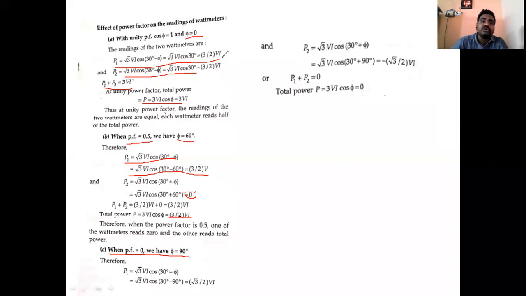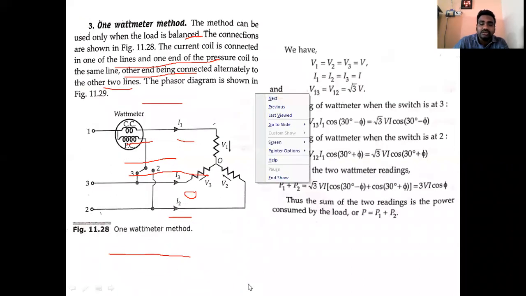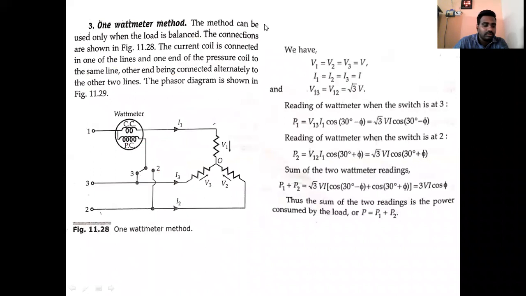So that is about the effect of power factor. The next element which we discuss is the one wattmeter method. In this one wattmeter method, there is a peculiar thing: when the load is balanced, see here.